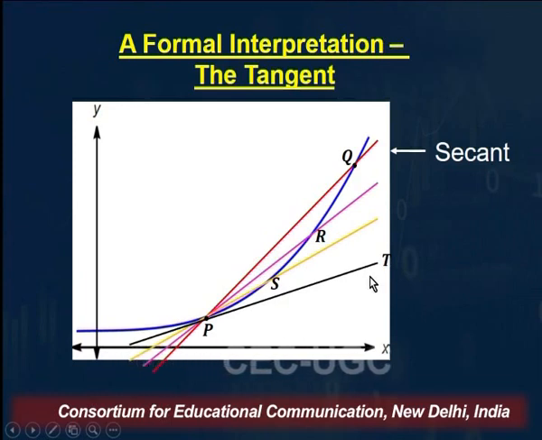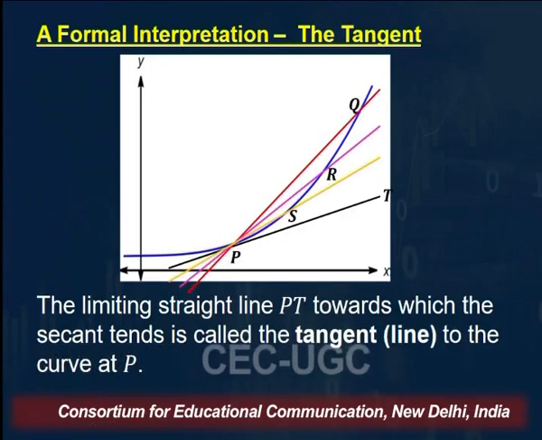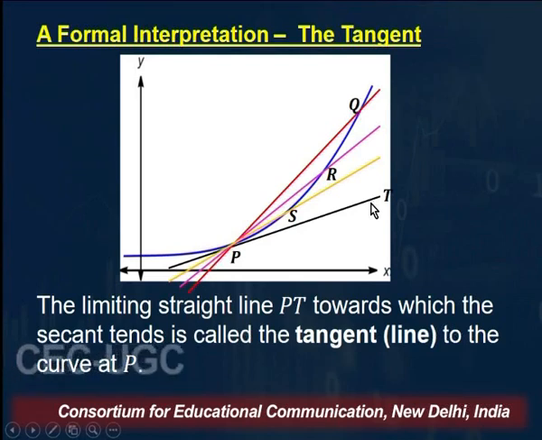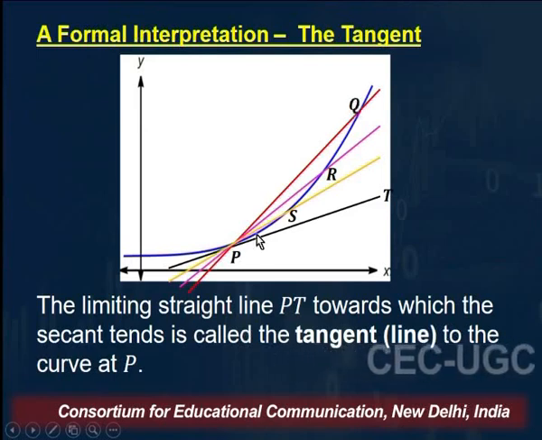This is actually very important here, because the slope of the tangent, that we want to conceptualize a derivative, is now going to be obtained through this kind of an analysis. Okay, so what we are arguing here is that the tangent line is nothing but this line PT, which is the limiting straight line towards which the secant tends. Okay, so we are keeping P fixed. I'll just repeat it once more so that it's clear.